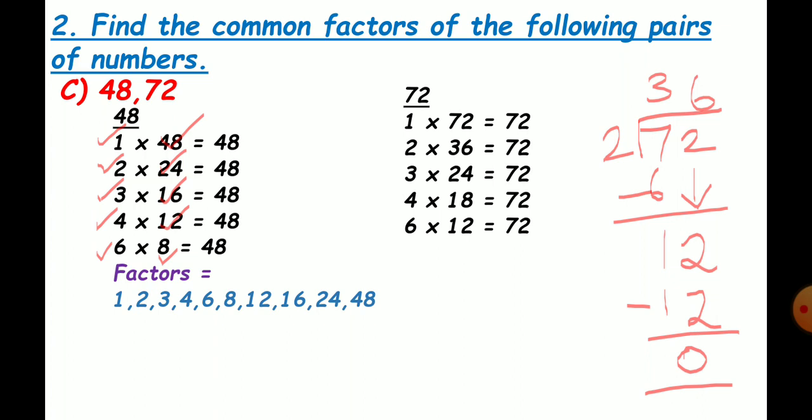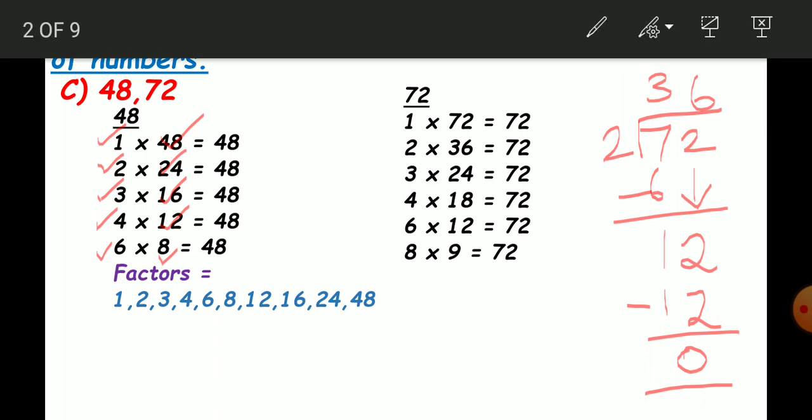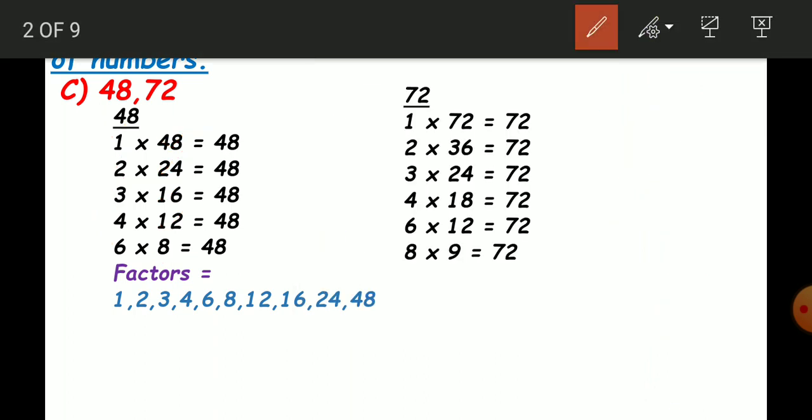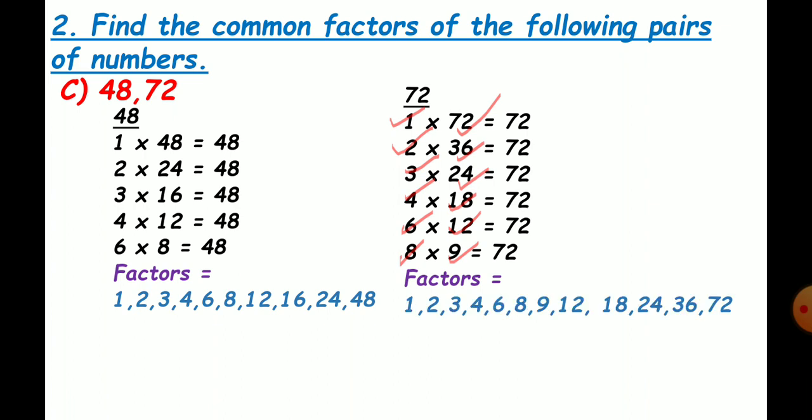Next, 7th table it doesn't come. Why doesn't it come? You can think, right? 10 7s are 70, 11 7s are 77. In between, 72 comes. So it doesn't come in 7 table. Does it come in 8 table? Yes, 8 9s are 72. And next, 9 table, 9 is repeated, so we shall stop. Now let us write the factors of 72. So here: 1, 2, 3, 4, 6, 8, 9, 12, 18, 24, 36, 72. These are the factors of 72.